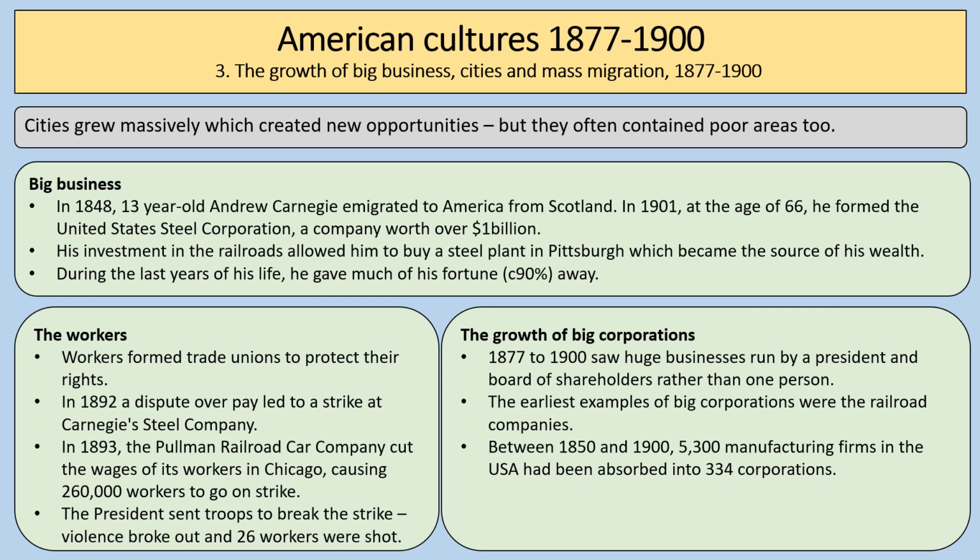Now, between 1877 and 1900, we saw huge businesses run by a president and board of shareholders rather than one person. The early examples of those big corporations tended to be the railroad companies. And between 1850 and 1900, 5,300 manufacturing firms in the USA had been absorbed into 334 corporations. So very much the story we have is big business and lots of these huge companies which had a lot of influence.